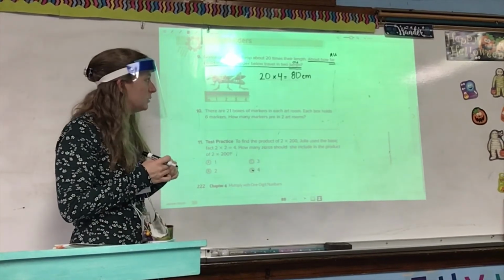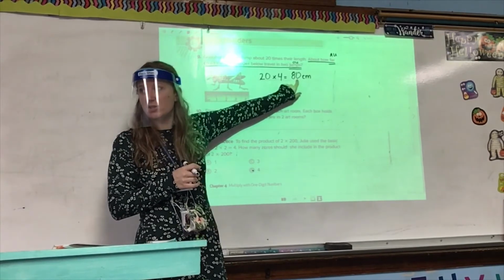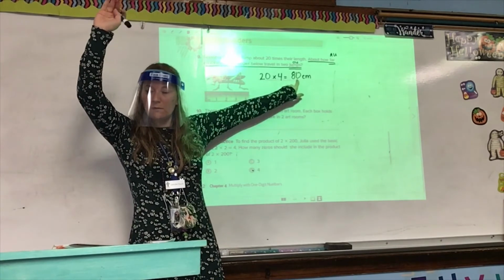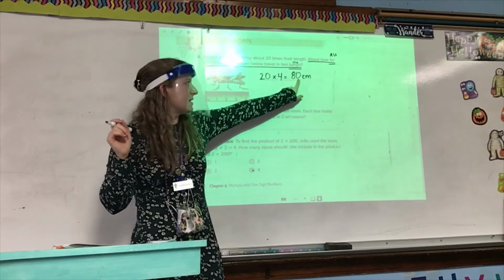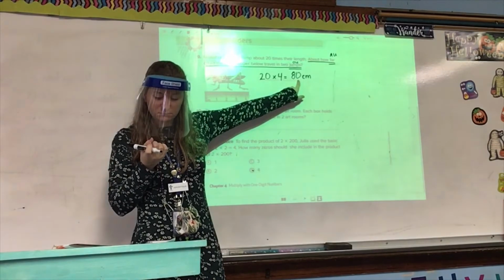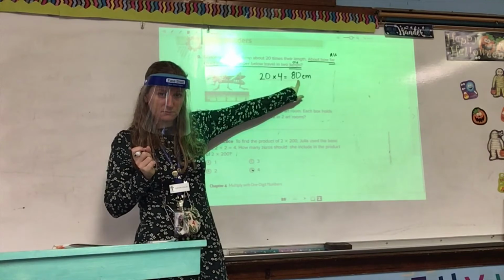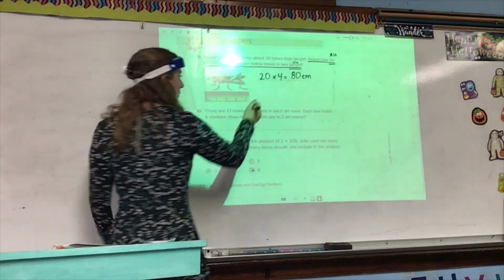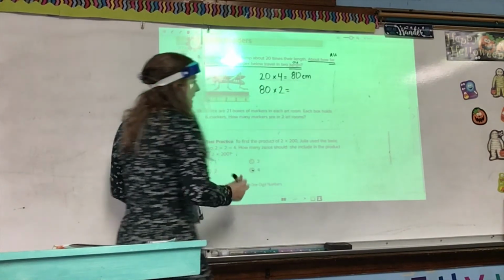Okay. Now, is that our final answer? Does that tell us how far the grasshopper can jump in 2 jumps? Carla? No. Because this answer tells us what? It tells us how far the grasshopper can jump in how many jumps? One time. One. So now we have to take those 80 centimeters and multiply it by 2 jumps.